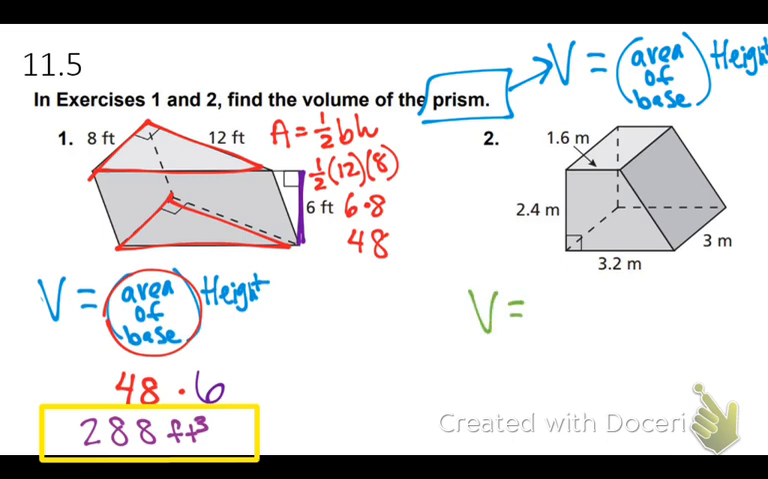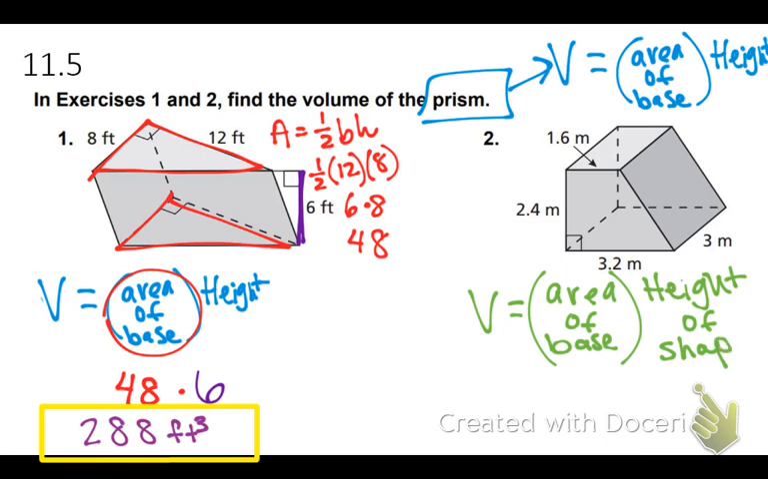All right, in number 2, what's the base? I'm asking for the shape. It's a trapezoid. Just a trapezoid there, Eric. So remember that the bases have to be opposite and parallel and congruent. So if you thought a rectangle, the bottom and the top aren't the same size, so they can't be the base. So we're going to find the area of this base.